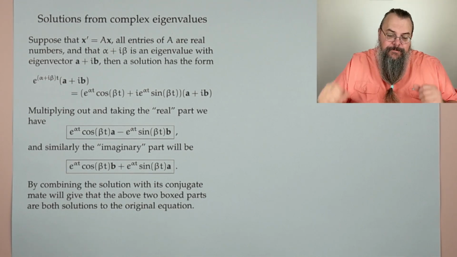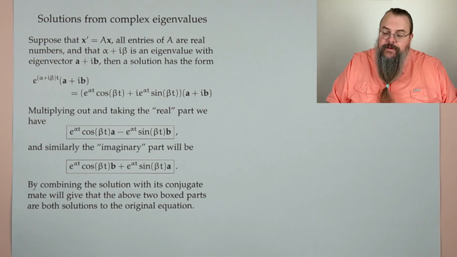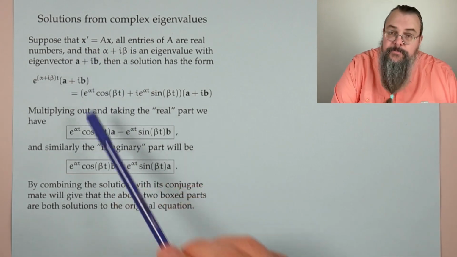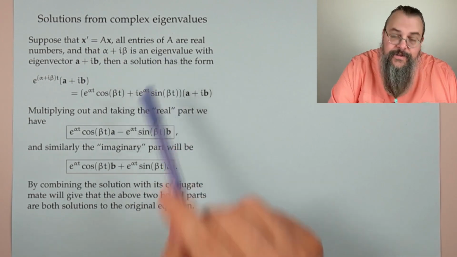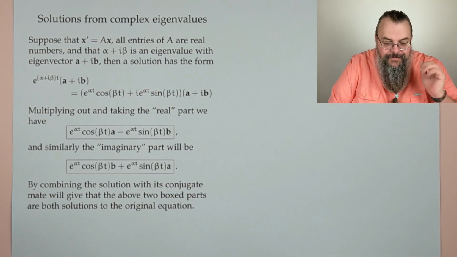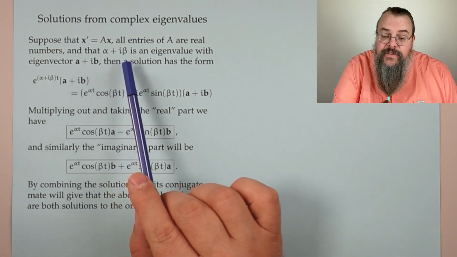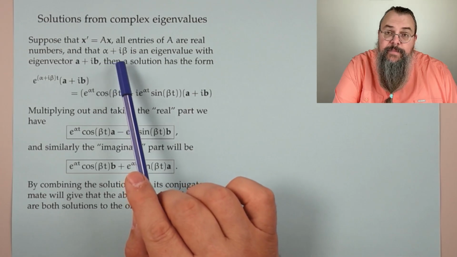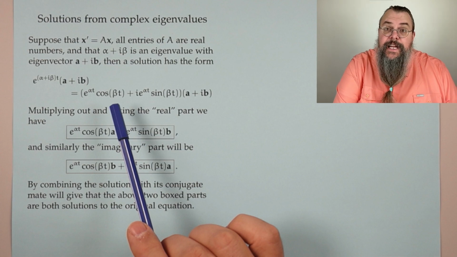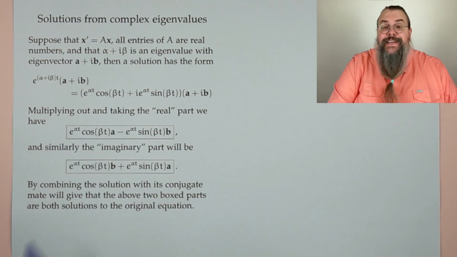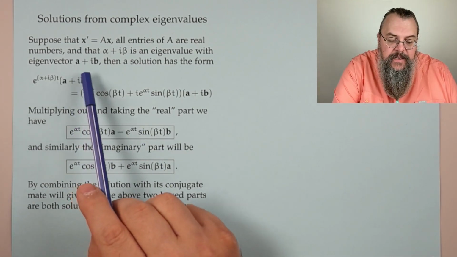So what goes on? Well, if we have the situation where we have our x prime equals Ax, so we're in our first order linear system, our entries of A are real. We're keeping it real. Good. And we have an eigenvalue which is complex, so alpha plus i beta. Well, then it also has an eigenvector, and that eigenvector will also be complex. It has to be. And so we'll write that as a plus ib.